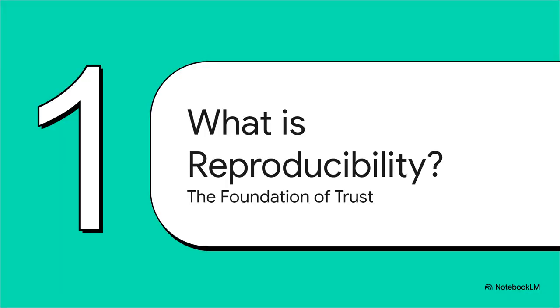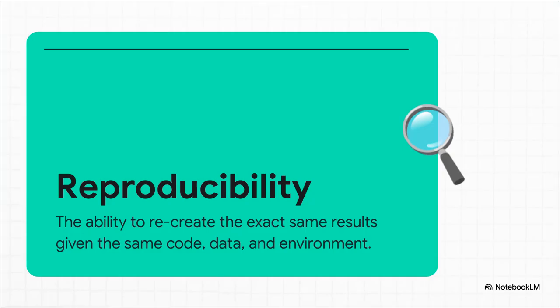So, first things first. What do we even mean when we say reproducibility in the world of MLOps? Well, at its heart, it's all about building a foundation of trust. To put it simply, it's all about getting the exact same results from an experiment every single time. And you'll notice there are three non-negotiable ingredients here: the same code, the same data, and the same environment. If you change even one of those, you can kiss reproducibility goodbye.